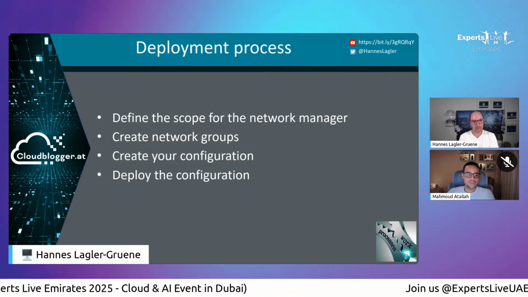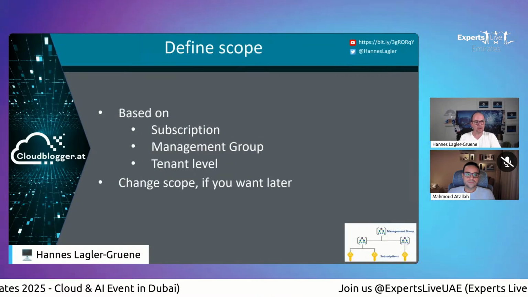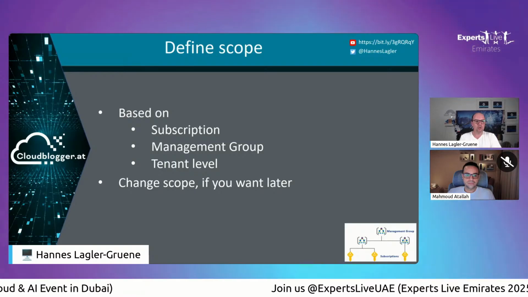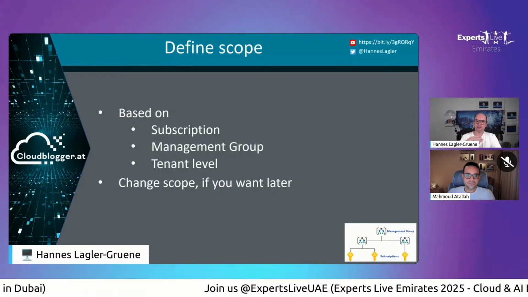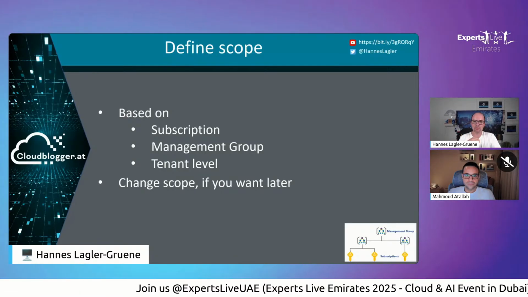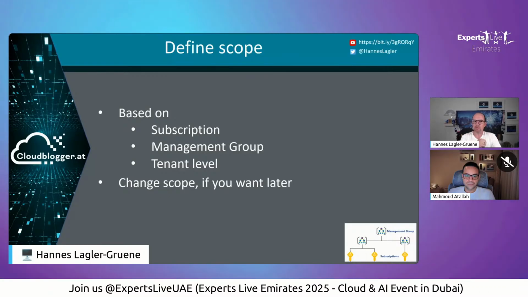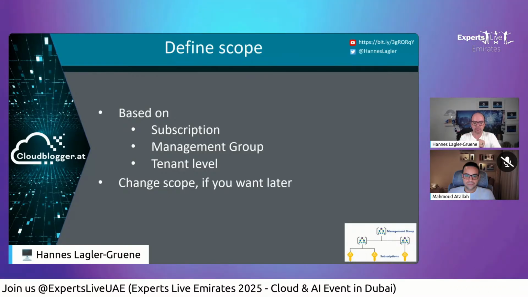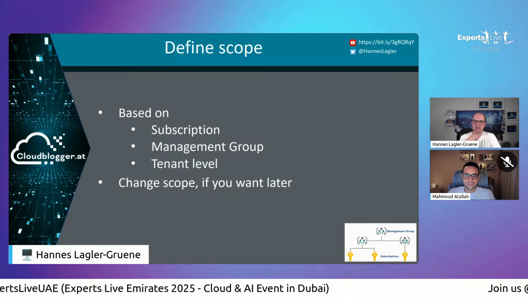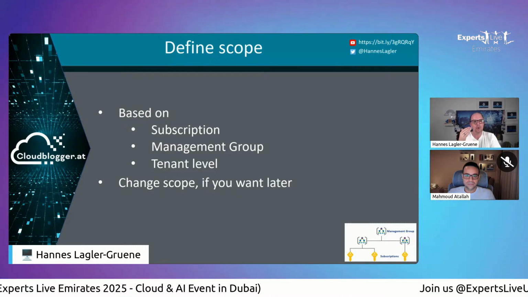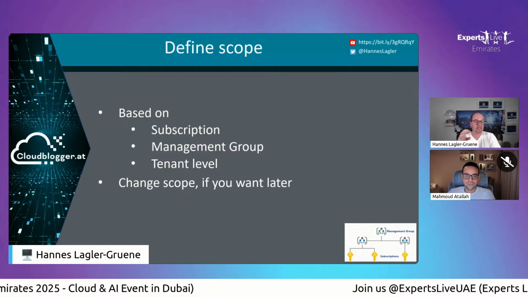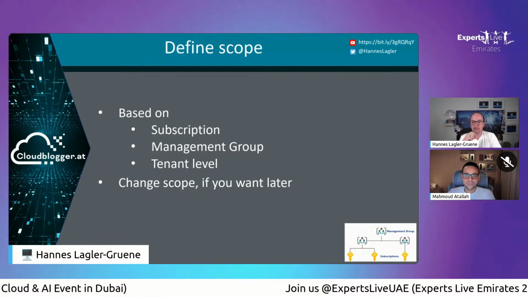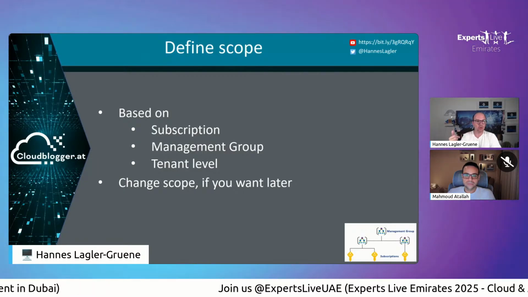So let's go into a bit more detail about the scope. You provision, for example, the virtual network manager inside your management application landing zone. And inside the application landing zone, you can define what is my space, what is my scope. The scope could be your subscription, if you only want to manage one subscription.